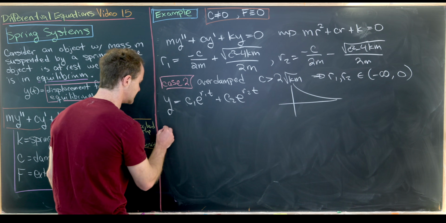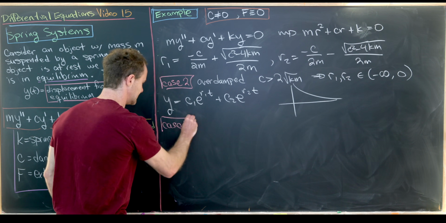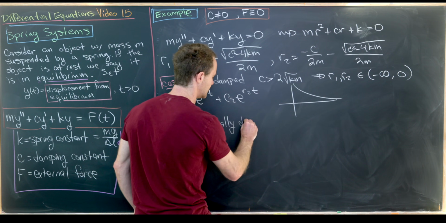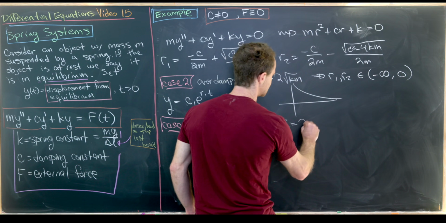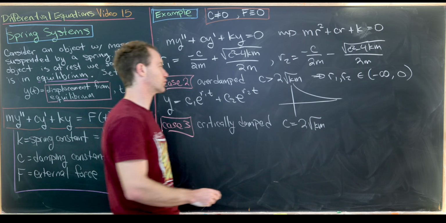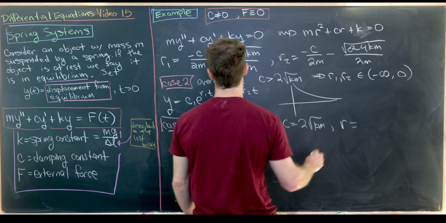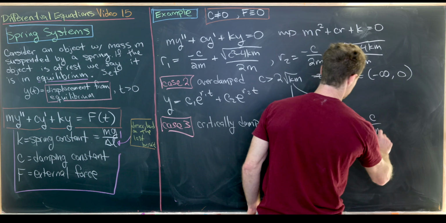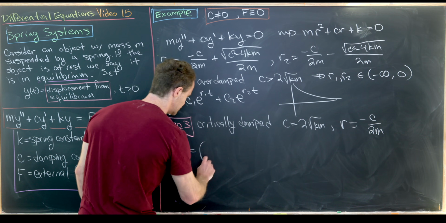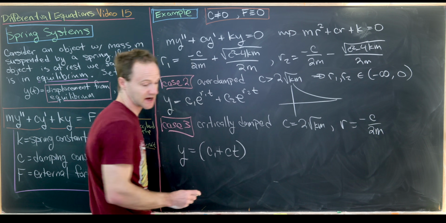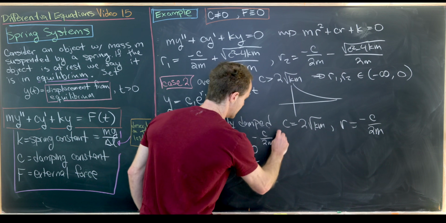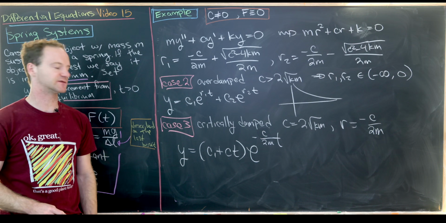Okay, so now let's move into case 3, which is our last case. And that'll be the case when we are so-called critically damped. So critically damped, and that would be when c is equal to 2 times the square root of km, which means we have a repeated real root. And so that repeated real root is just minus c over 2m. That's our repeated real root. And in this case, we have y is equal to c1 plus c2 times t, times e to the minus c over 2m times t, just by some stuff that we've done in previous videos.